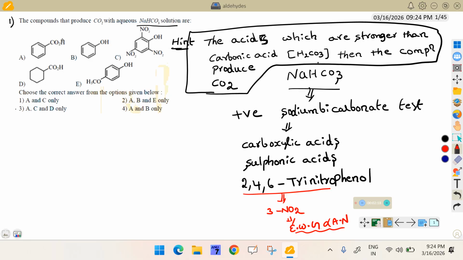A, benzene with CO2H. CO2H means nothing but COOH. Carboxylic acid functional group is present, so it gives a positive sodium bicarbonate test. This is phenol; it does not give a positive test. 2,4,6-trinitrophenol gives a positive test. Carboxylic acid gives a positive test. This is alcohol; it does not give a positive test. So the correct answer is the third option.